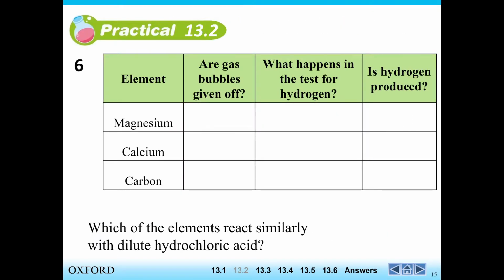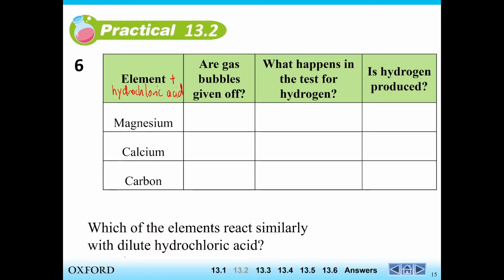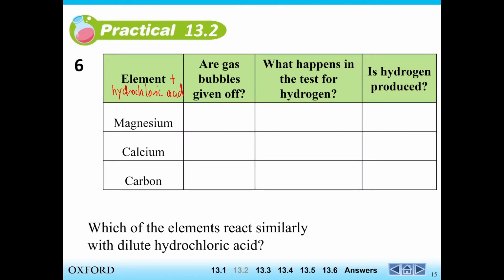So let's say we did an experiment. We're doing an experiment where we add all of these elements into hydrochloric acid, and let's see whether there are any reactions. First off, let's look at what elements we have. We have magnesium, calcium, and carbon. Now, magnesium and calcium, just like in the previous slide, they're in the same group. So here, they are both in group 2. This is also in group 2.